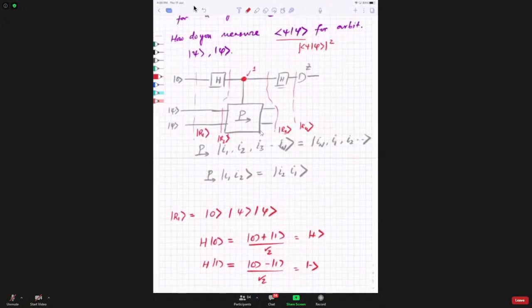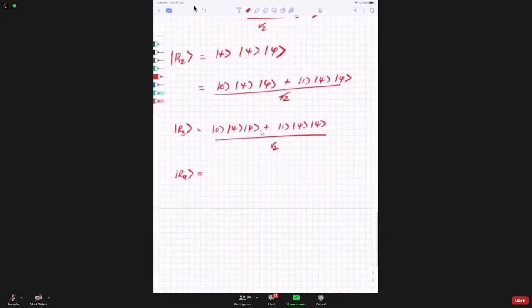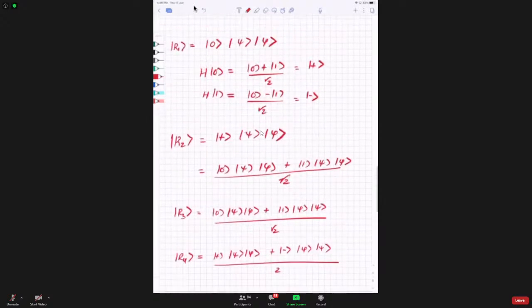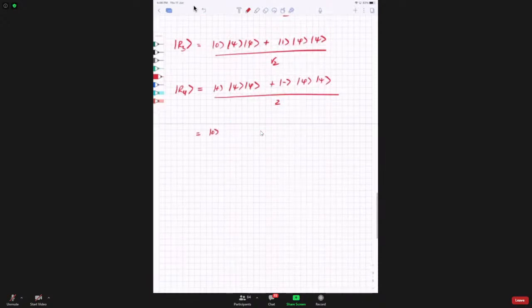R4 is basically just the Hadamard mixing. So it takes 0 to 0 plus 1 over square root 2. So it takes it to plus psi phi plus minus phi psi, divided by 2, because I put 2 here since there's 1 over square root 2 each time. But I can combine this, and I can write it as 0, because plus, remember, is 0 plus 1 over square root 2. So I can write it as 0 times psi phi plus phi psi, over 2, plus 1 times psi phi minus phi psi over 2.